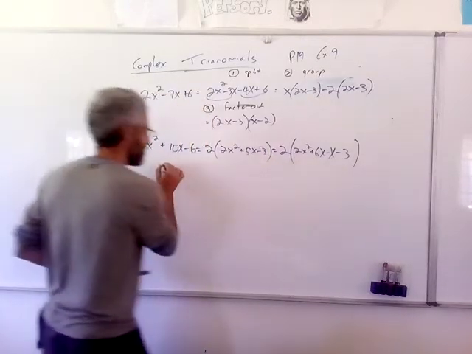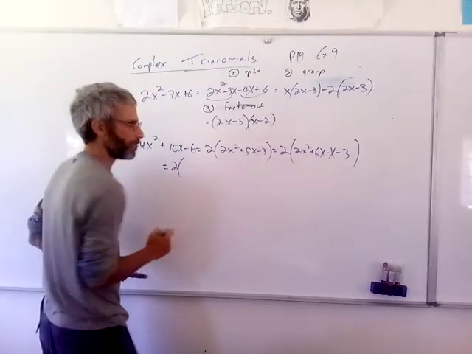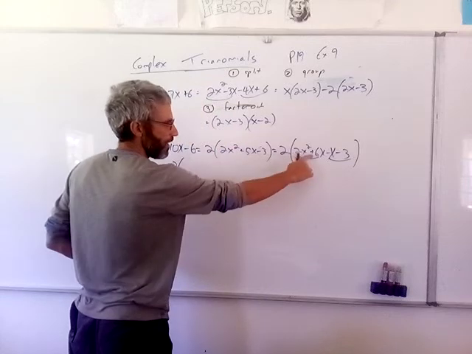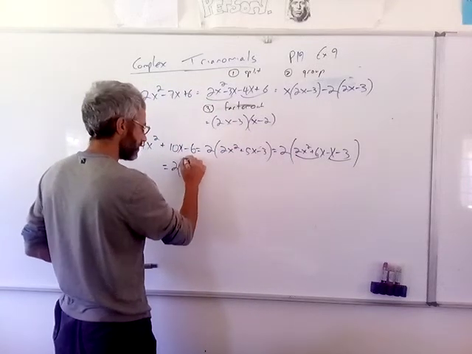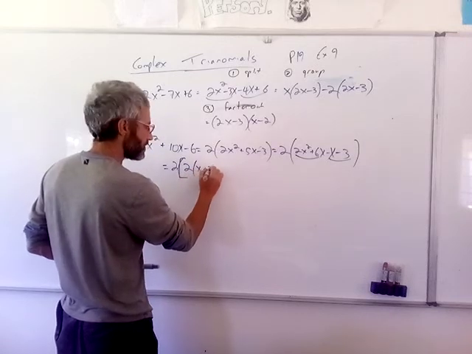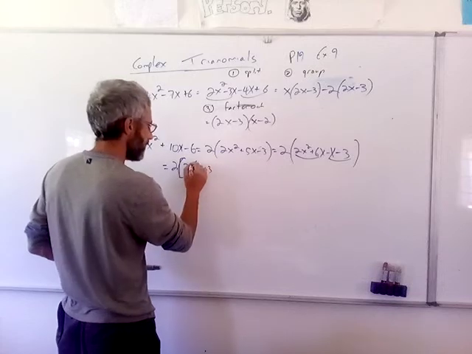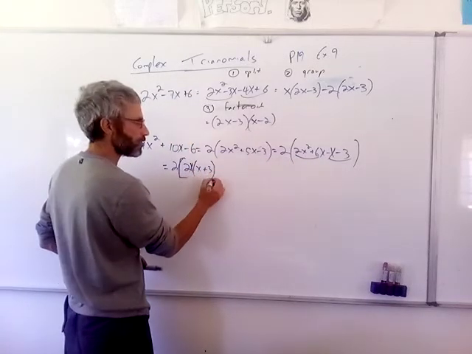So that's the first stage. Now we need to group, but we keep the 2 outside. We're not forgetting it. Okay? We group that together and that together. 2x squared plus 6x. Factor out is 2. Okay? Turn that into a square bracket. X plus 3. Sorry, it should be 2x. Yeah, there's 2x that I can get out. So it's x plus 3.